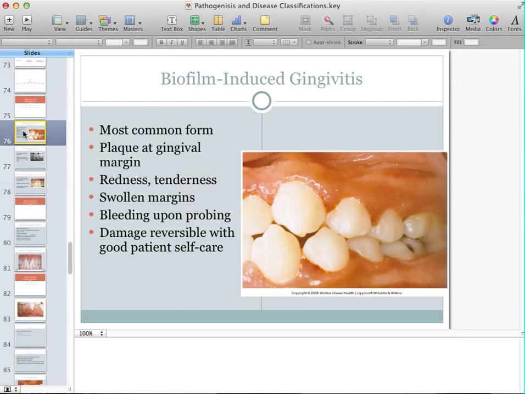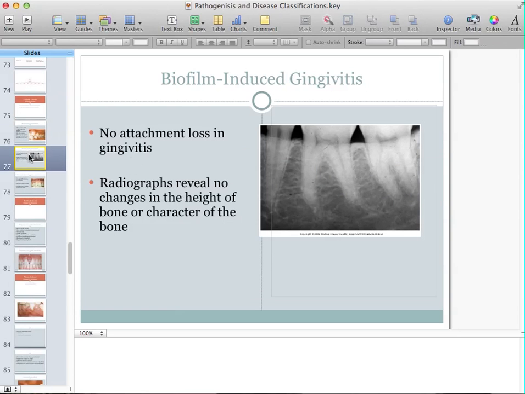So biofilm-induced gingivitis. This is the most common form of gingivitis. It's where you have plaque at the gingival margin, redness, swelling, tenderness, bleeding on probing, and it's reversible if you take good care of your mouth. No bone loss, no attachment loss. Bone is still 1 to 2 millimeters apical of the CEJ.